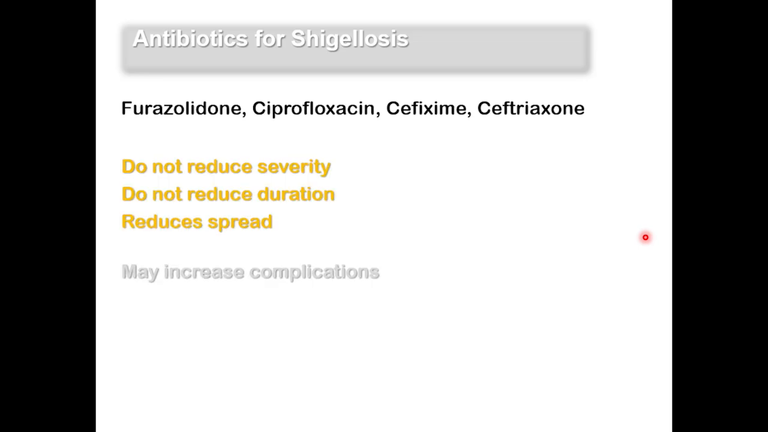If you give antibiotics for Shigella diarrhea, they do not reduce the severity or the duration. They only reduce the spread. I don't know any person who is going to take antibiotics to prevent spreading Shigella. So it is better to use hygienic measures to reduce spread and not give antibiotics. Antibiotics may increase complications by lysing the cell, increasing the release of Shiga toxin, and then increasing the risk of HUS, hemolytic uremic syndrome, and encephalopathy.